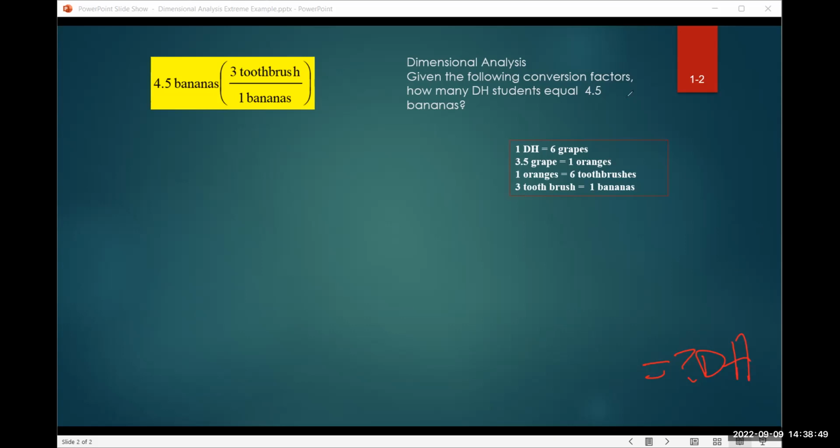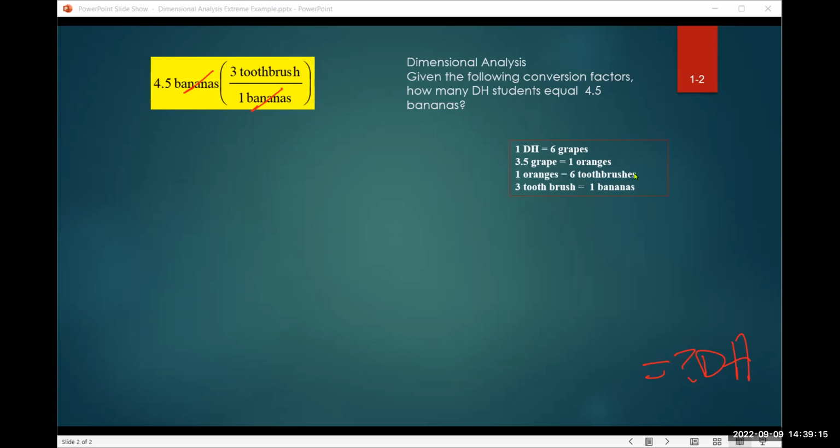All right, so with my first factor, note that bananas cancel out, which is perfect. But now unit-wise, I'm left with toothbrushes. So I'm not where I need to be with DH units. So I need another factor to get rid of toothbrushes.